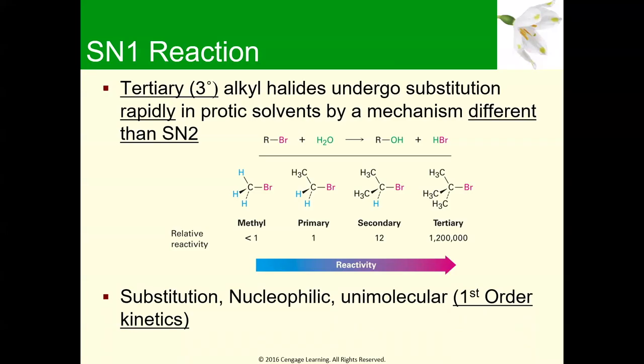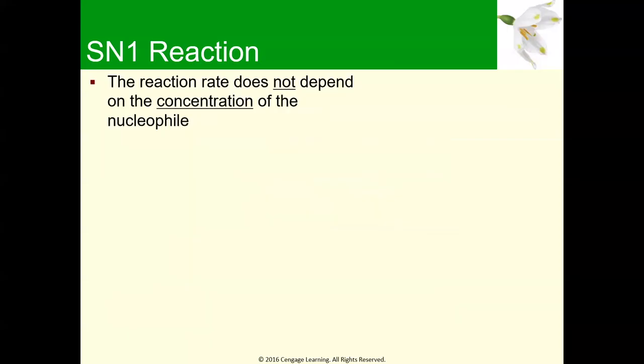And that's why it's just a first order reaction. So it's a substitution, nucleophilic, but in this case, it's unimolecular. So it's first order kinetics. And again, the reason why is because it happens in several steps.